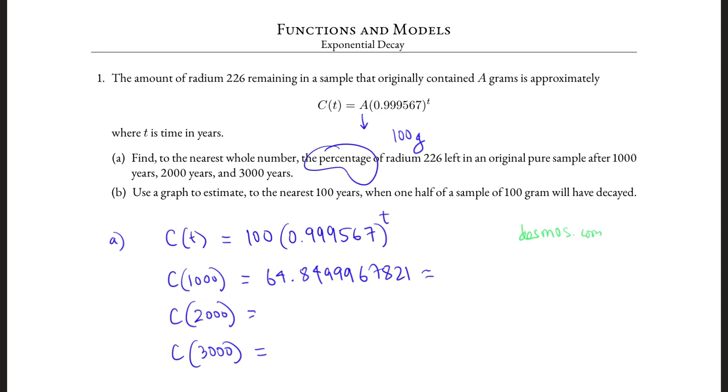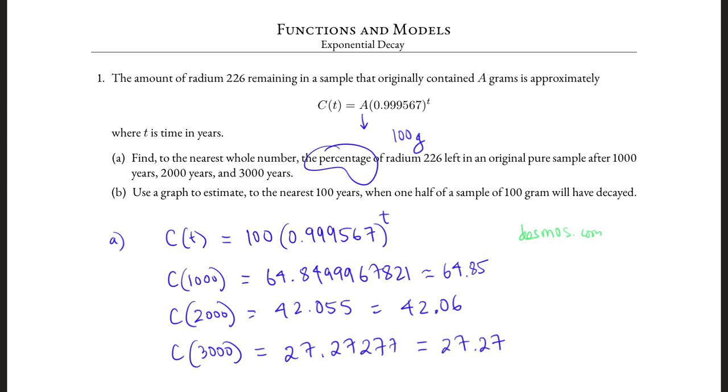but there's no need to include that many decimal places. We simply round it to 1 or 2 decimal places, depending on what the question is asking us for the number of decimal places. In this case, if we round it to 2 decimal places, then it's 64.85. C of 2000 is 42.055, or rounded, 42.06. C of 3000 is 27.272772, and so on.